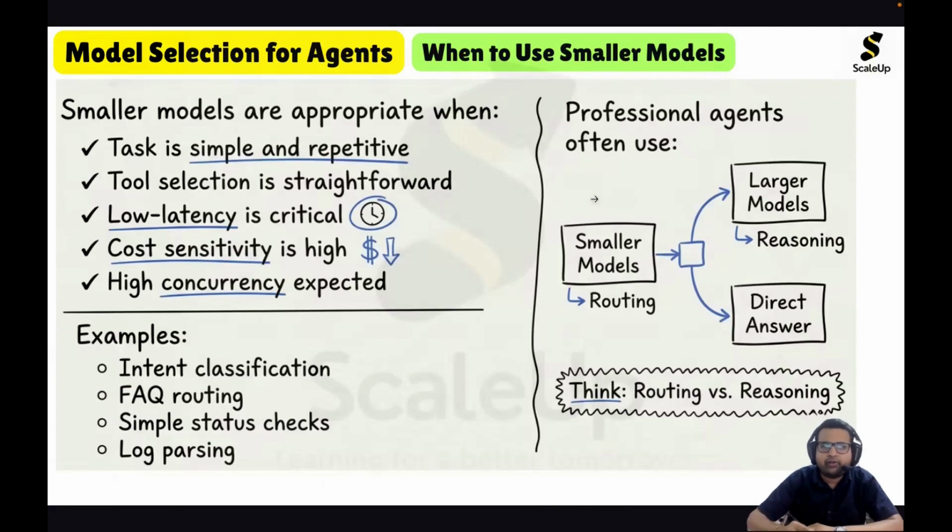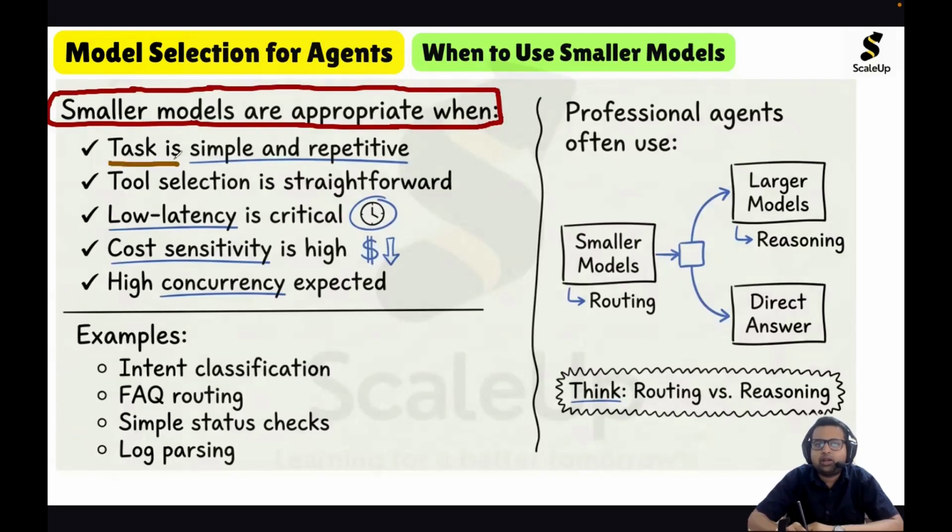We will look at when to use smaller models. Smaller models are appropriate when the task is simple and repetitive. For simple and repetitive tasks, we can consider smaller models. When tool selection is straightforward, we can consider smaller models.